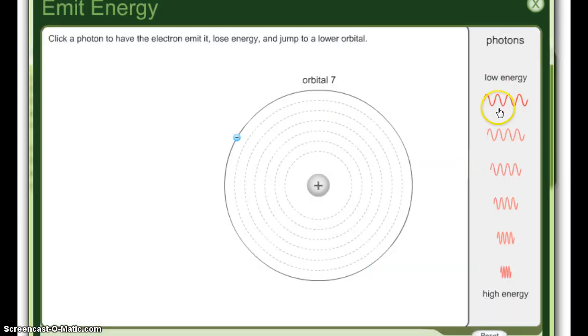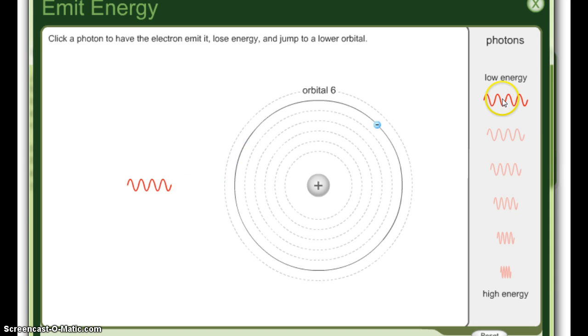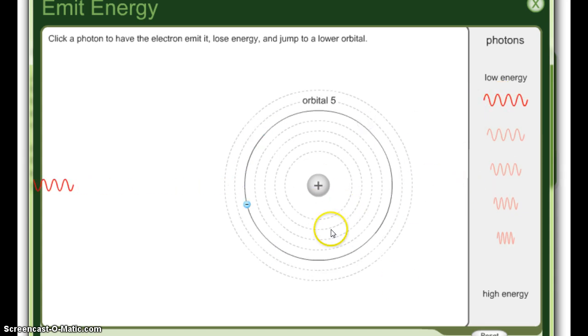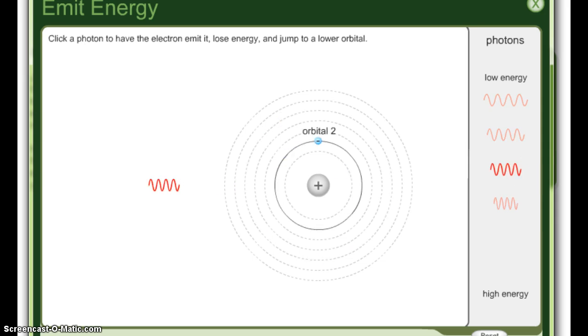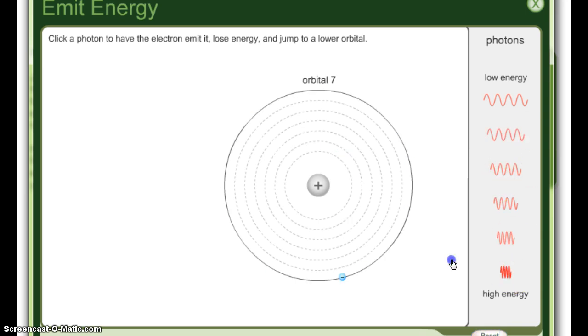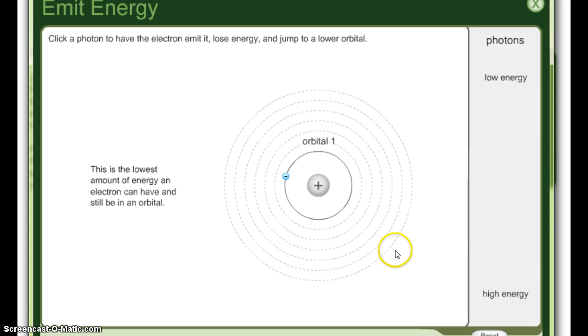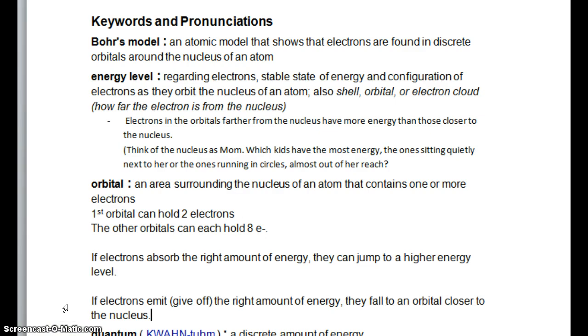So now we are going to release energy, and you can see as it's releasing energy, it's getting closer and closer to the center. If I release a higher amount of energy, it has a larger jump. So if I release a lot of energy, it falls all the way down to the center. This is the lowest amount of energy an electron can have and still be in an orbital. If electrons emit or give off the right amount of energy, they fall to an orbital closer to the nucleus.